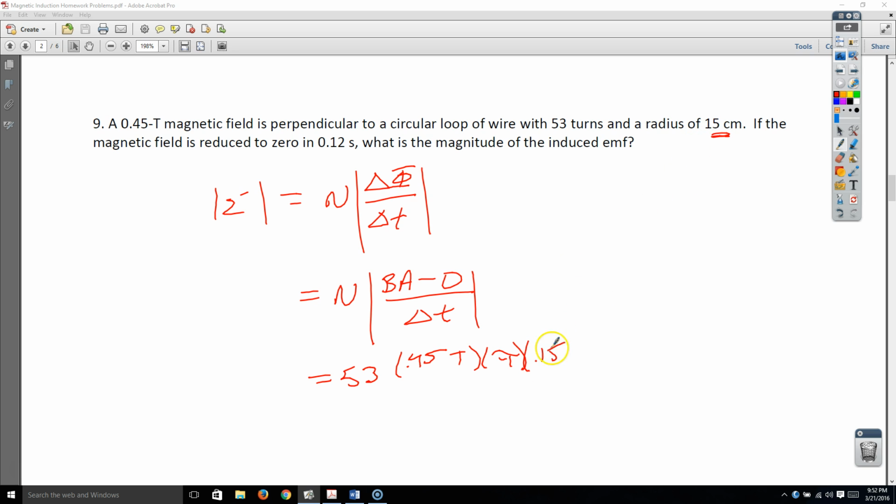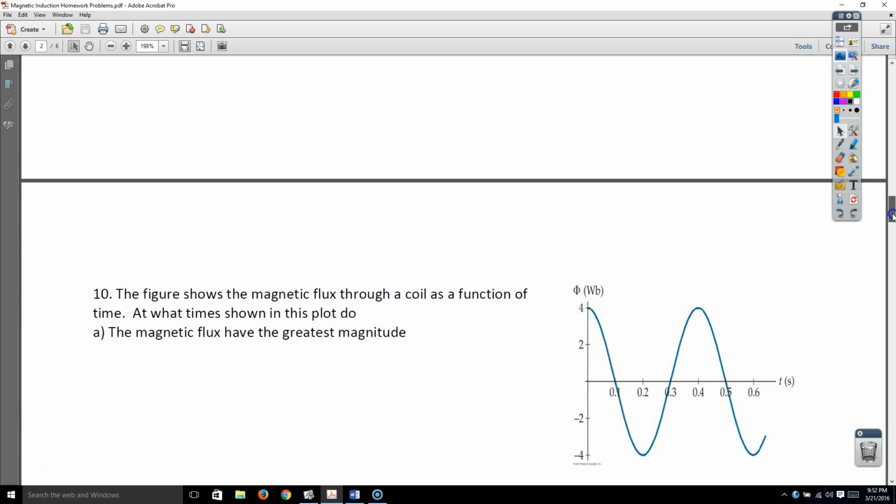Be careful, make sure you convert it to meters. 0.15 meters squared. This is pi. I know that looks funny. And then we're going to divide that by our 0.12 seconds. So when we're done, you should get about 14 volts. That is number 9. Let's go ahead and take a look at the next one.